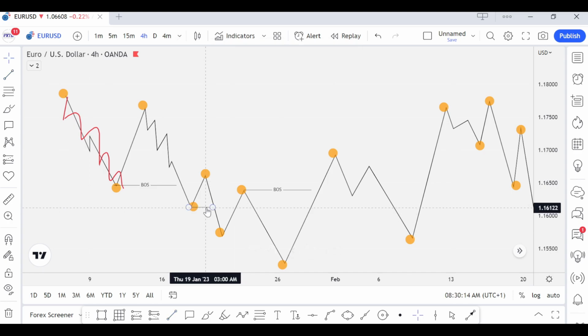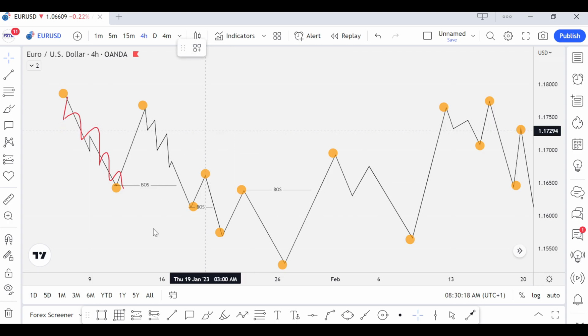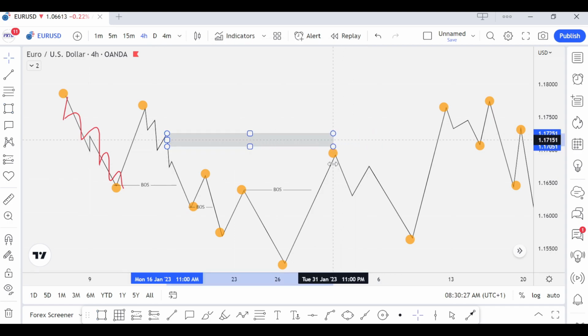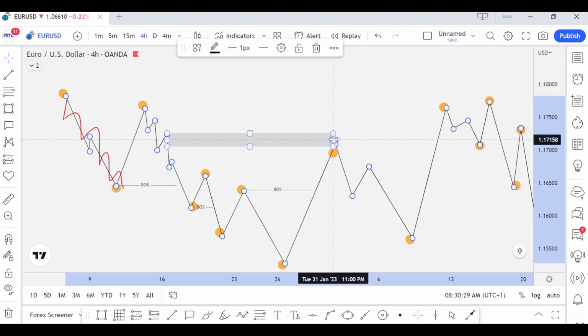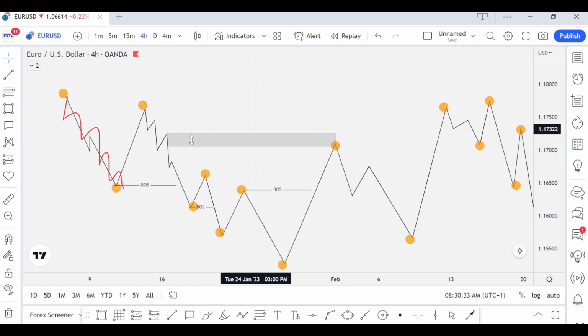Seeing that you have this as our change of character, you first need to ask yourself the question, which candle was responsible for the break of structure? In this case, this becomes our order block. Just permit me to take this higher. So this becomes our order block. You want to bank on this.